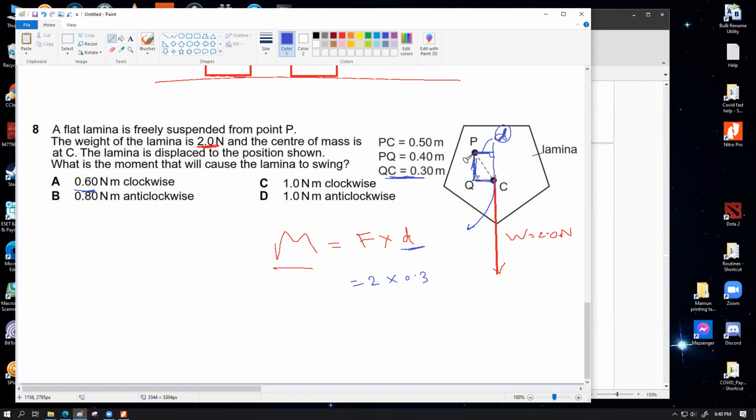QC can also be said to be the perpendicular distance, because this QC is also essentially perpendicular onto the force line. But because Q is not the pivot, I did not label this. If I did circle this one, it wouldn't be a wrong thing to do, because that pretty much means the same thing. Did it make sense? Yes, sir, got it.